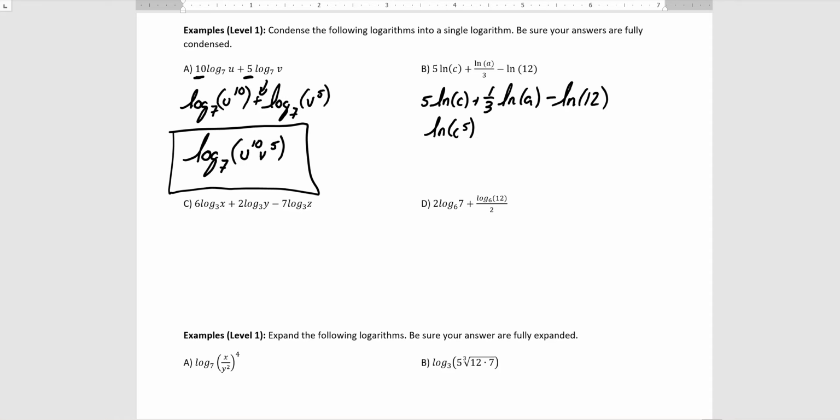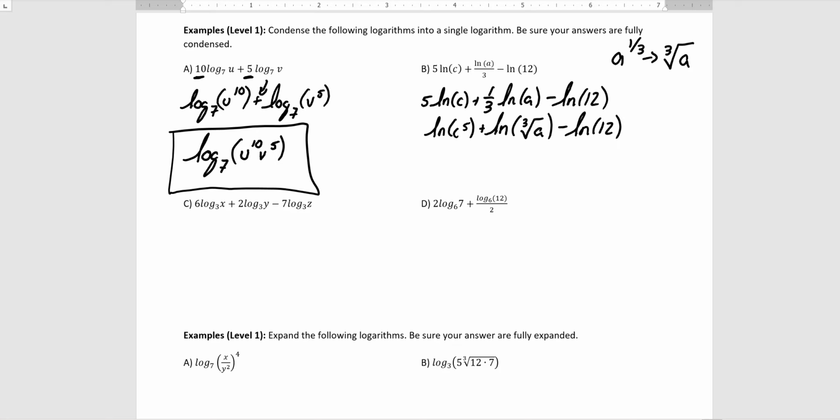But what happens when I do a to the 1/3? What's another way to write that? That'd be a radical, right? The cube root of a. So this is going to become plus the natural log of the cube root of a. And then I'm going to subtract the natural log of 12.